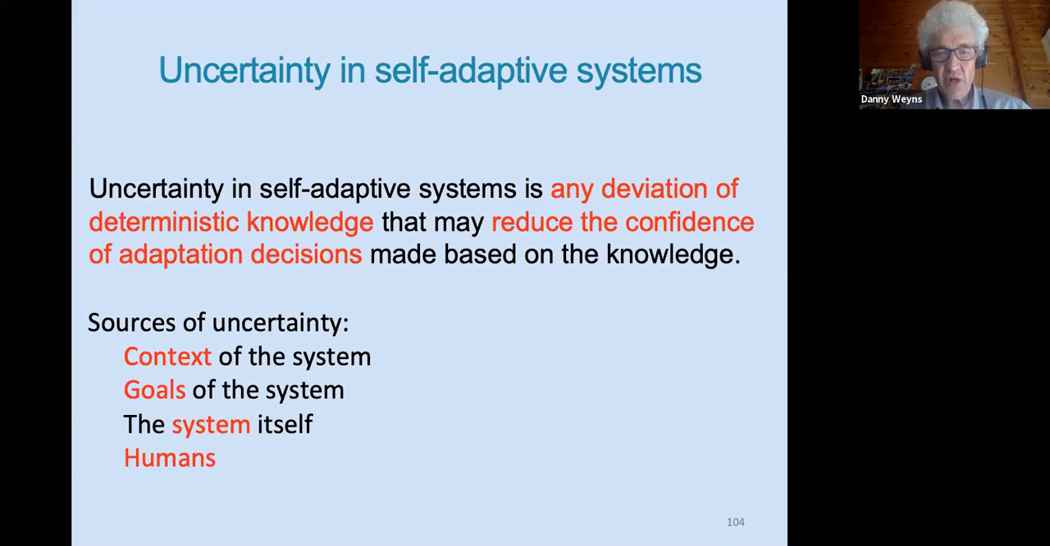So now, uncertainty, what does it mean? Here you see a kind of working definition: it is any type of deviation from deterministic knowledge. This deviation might lead to a reduction of confidence in what you decide about how to adapt. In fact, uncertainty in self-adaptation can be anywhere: in the context of the system, the environment, in its goals, even in the system itself if it is a large-scale system. And of course humans that are somehow involved in the loop, either as users or as operators or whatever.